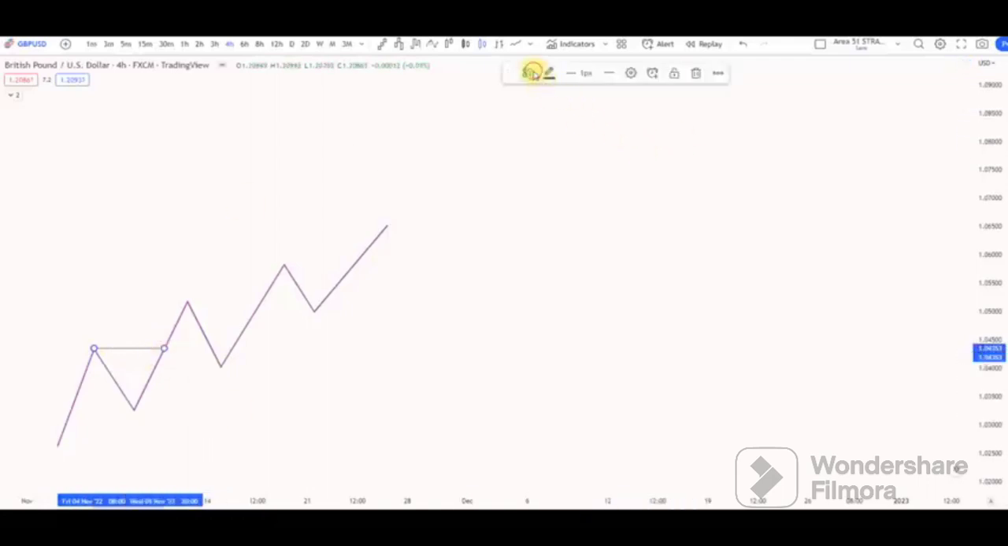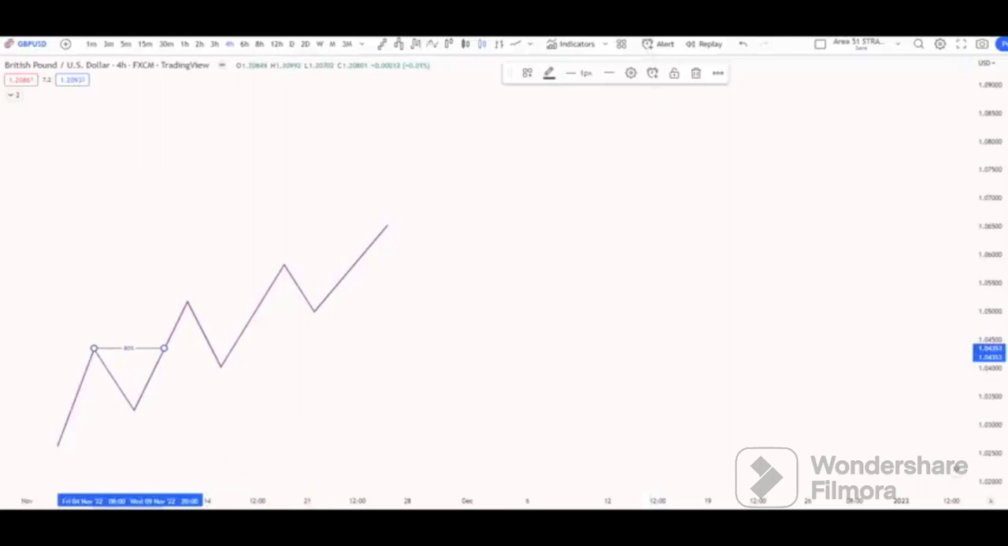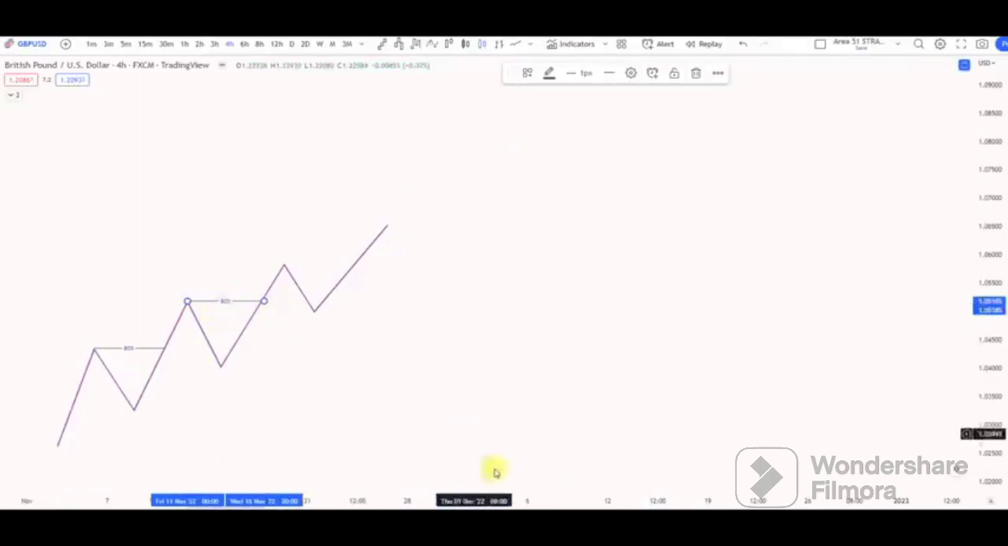We're gonna have to mark our break of structures. Okay, BOS stands for break of structure. So mark all your break of structures until your latest break of structure, which is right here.